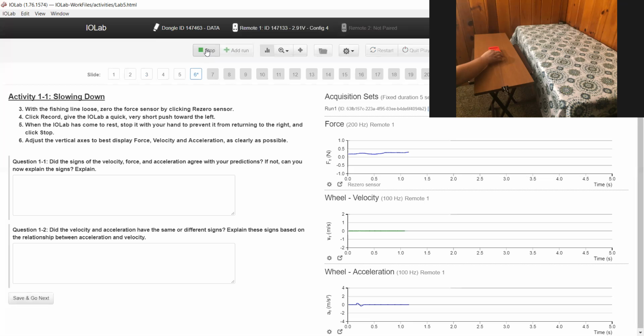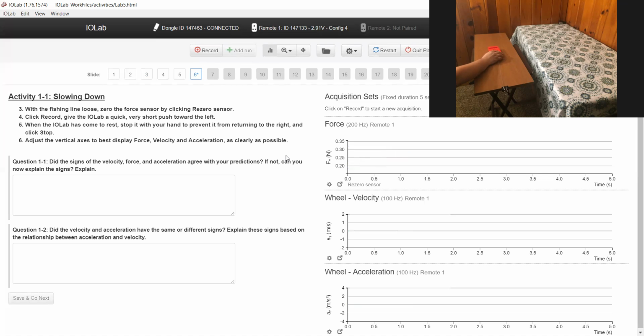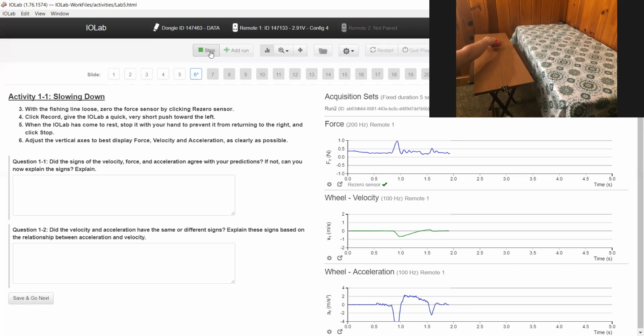Oh, hold on, stop it. I just want to show you how the graph goes. Okay, so just following the instructions here. Let me remove this one. In case you want to re-zero the sensor, you have to let this string loose, with nothing being pulled. So I have left it loose, and then I can re-zero the sensor. Then I will click on record, give it a slight push, and just stop it when it's at zero.